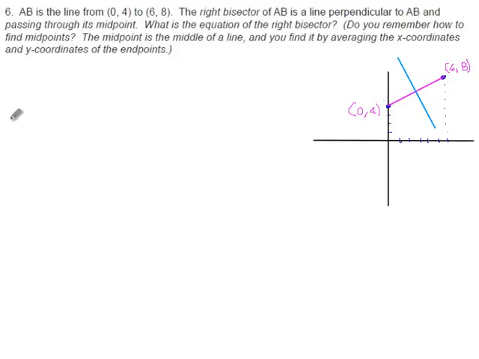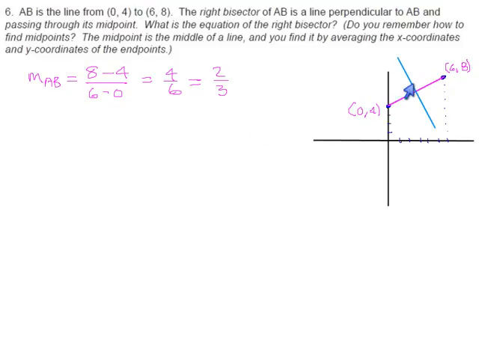Okay, so we have to find the equation of this line, which is perpendicular to AB. Perpendicular means the slopes are negative reciprocals, and since we're talking about slopes, we better find one. The slope for AB, pink line, is y2 minus y1, 8 minus 4, over x2 minus x1, which is 6 minus 0. That's 4/6, which reduces to 2/3. Okay, so the pink line AB has a slope of 2/3.